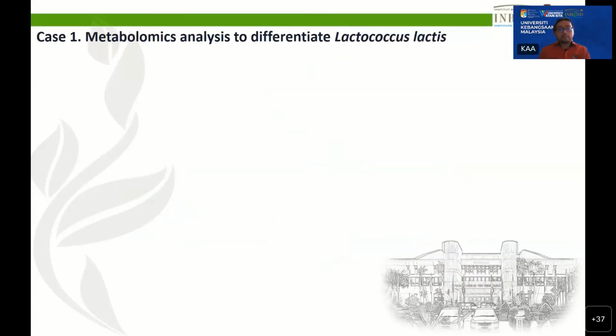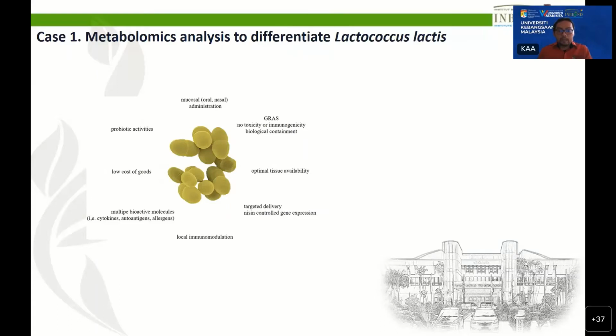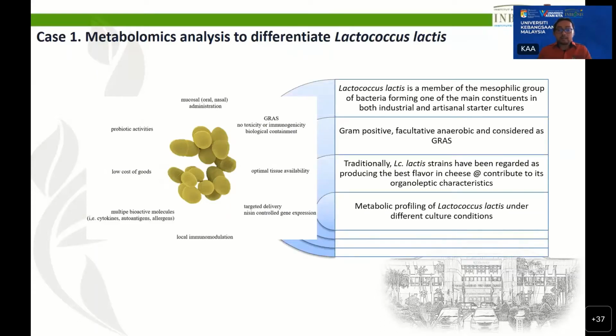Right. So first, I'm going to explain the metabolomic analysis to differentiate Lactococcus lactis. This was my PhD project. The idea is to understand this Lactococcus lactis when grown at different growth conditions. Lactococcus lactis is a member of the mesophilic group of bacteria, one of the main constituents in both industrial and artisanal starter cultures. It has been regarded as GRAS, generally regarded as safe, and this strain is heavily used to produce cheese. So the idea of this work was to do metabolic profiling under different culture conditions.